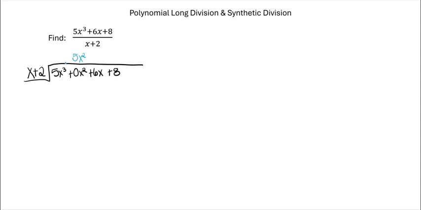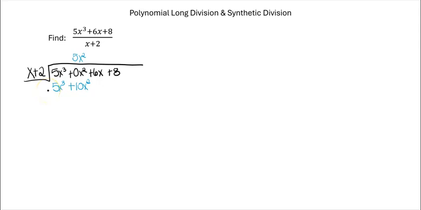After I figure out how to turn x into 5x to the third, I'm going to take this 5x squared and multiply it by every term of my divisor. So 5x squared times x gives me 5x to the third, and then 5x squared times 2 gives me 10x squared.